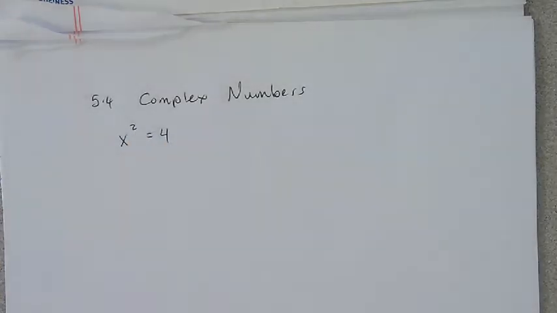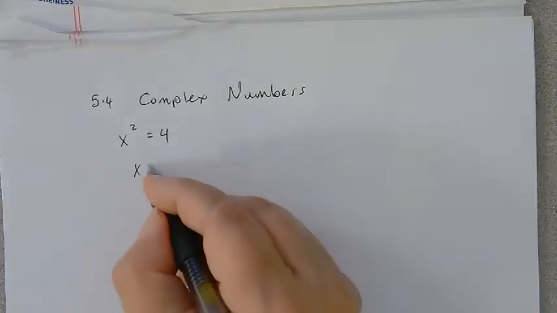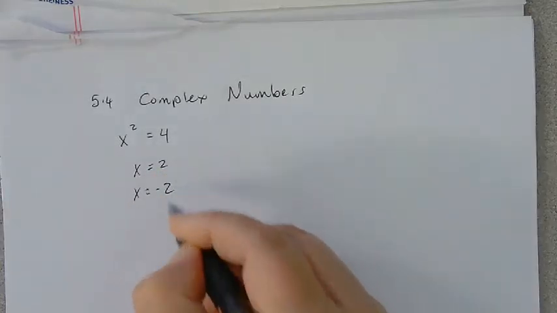Whenever you first started doing square roots, your teacher would put something like this on the board and say, what number would work for x? And you would say, x could be 2 or x could be negative 2.